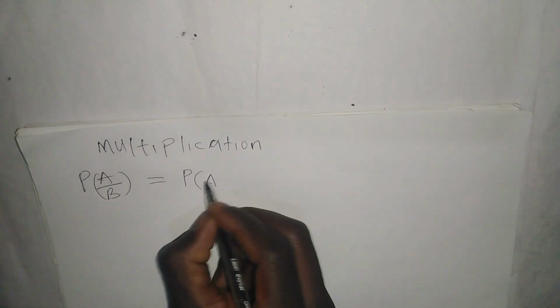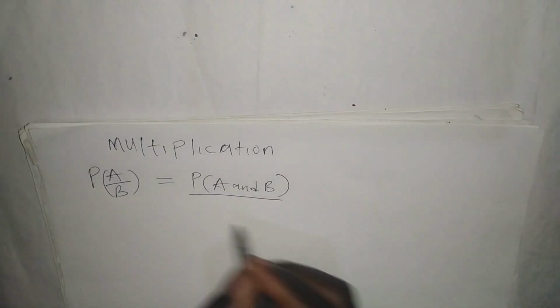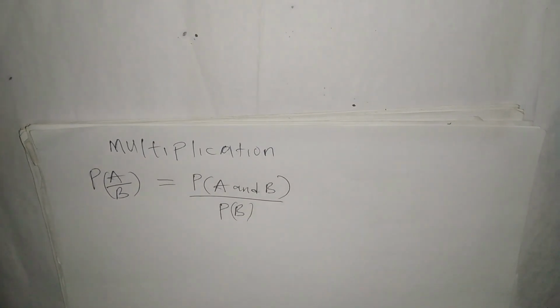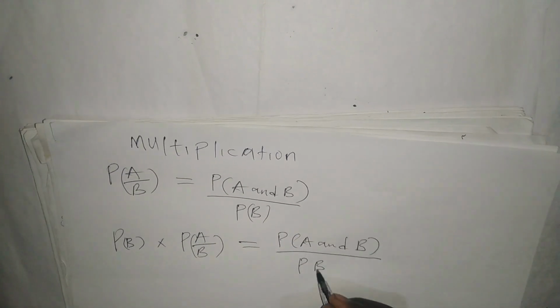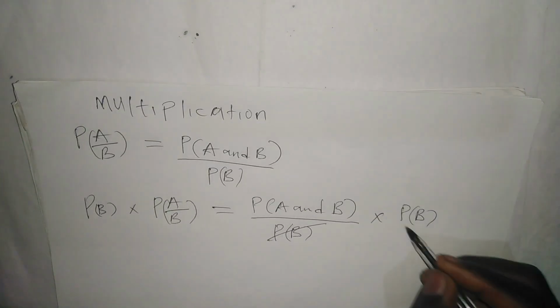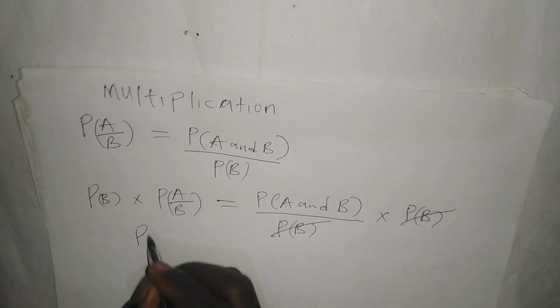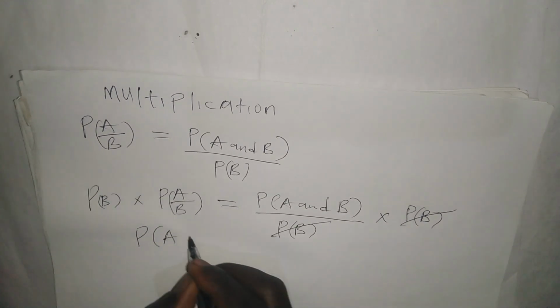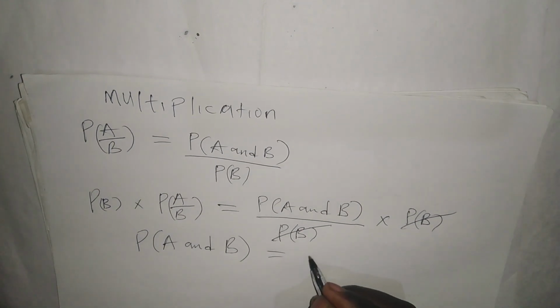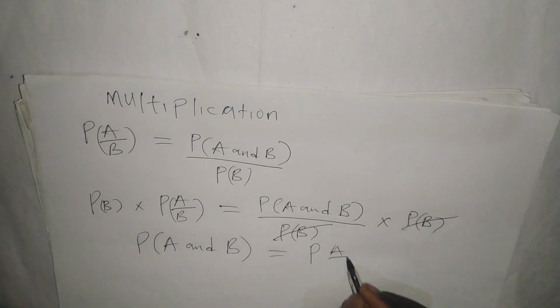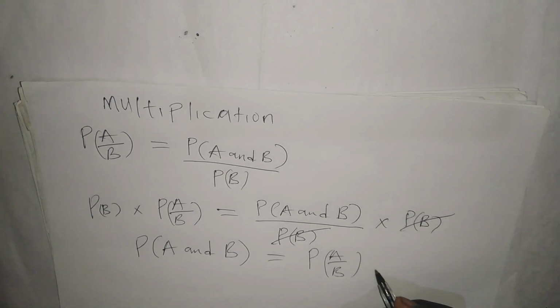For multiplication rule, the probability of event A given B is equal to the probability of event A and B all over the probability of event B. Now multiply both sides by event B. So we have event B cancel event B. Therefore, event A and B is equal to event A given B multiplied by event B.